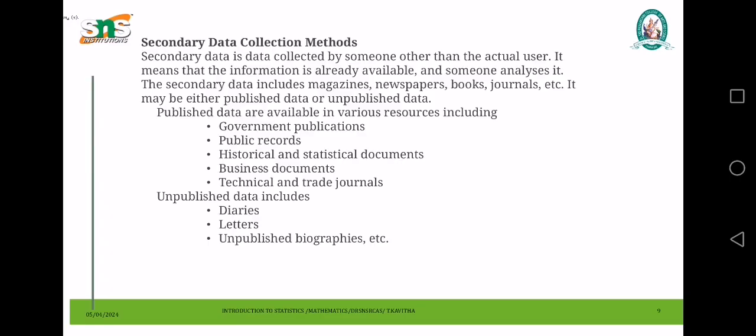Secondary data collection methods. Secondary data is data collected by someone other than the actual user. It means that the information is already available and someone analyzes it. The secondary data includes magazines, newspapers, books, journals, etc. It may be either published data or unpublished data. Published data are available in various resources including government publications, public records, historical and statistical documents, business documents, technical and trade journals. Unpublished data includes diaries, letters, unpublished biographies, etc.